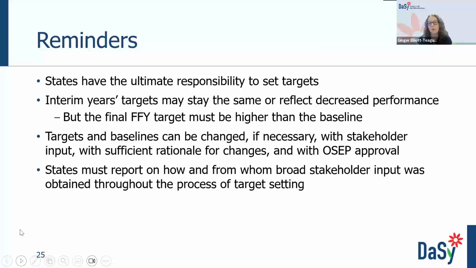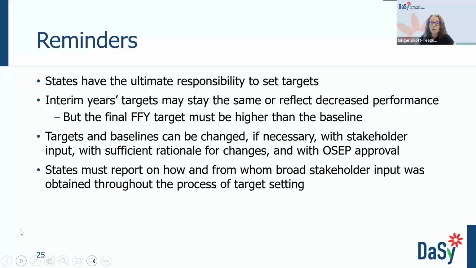A few other reminders. States do have the ultimate responsibility to set targets, and those do have to be done. The APR can't be completed without the targets being set. So it's really important that you do some advance work to set those reasonably for your state.